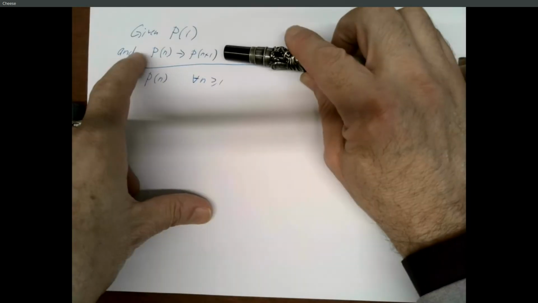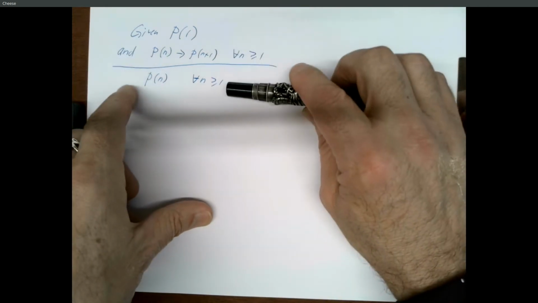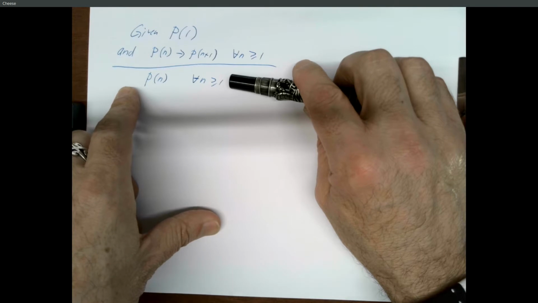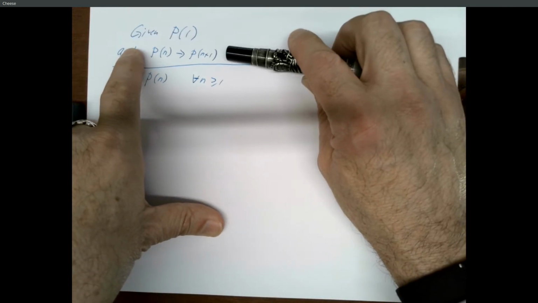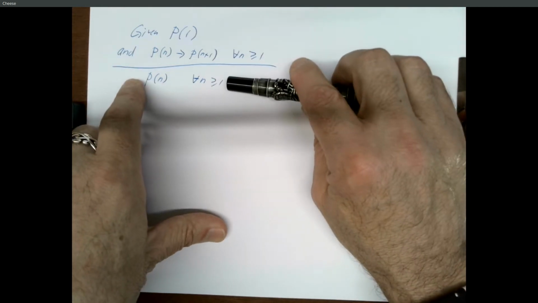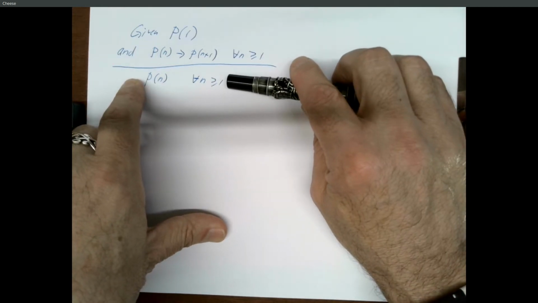And the thing that potentially confuses the issue sometimes is that this second statement is not the same as the third statement. The third statement is way more powerful, right? This says if P is true for n, it's true for n plus 1. This says P is true for all n.